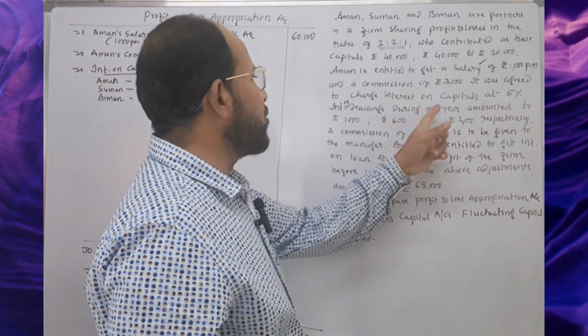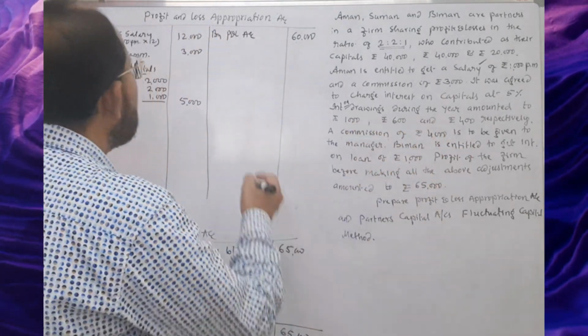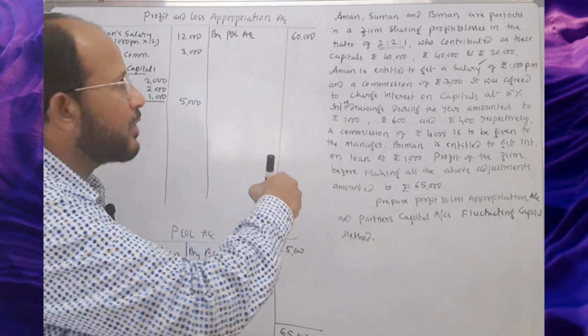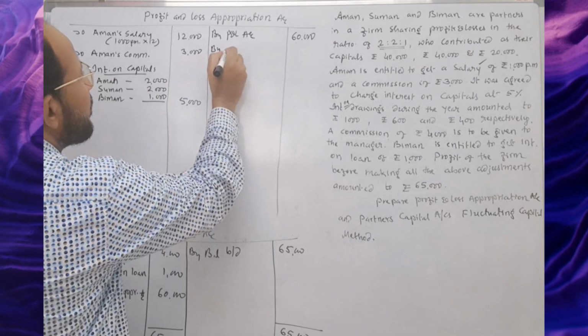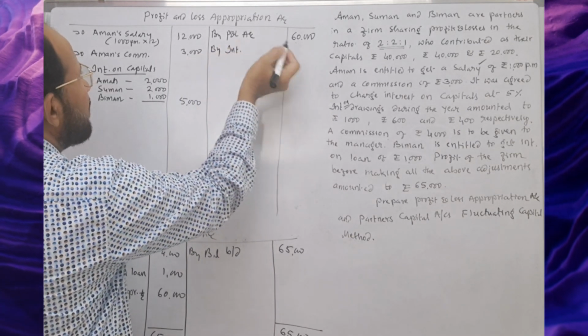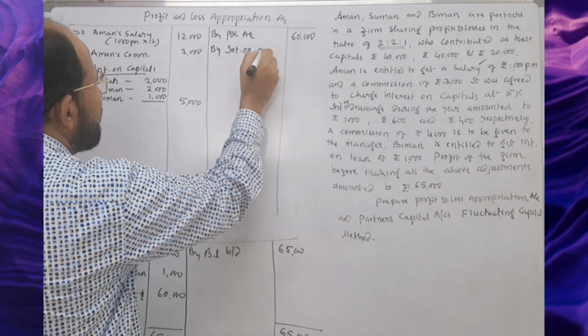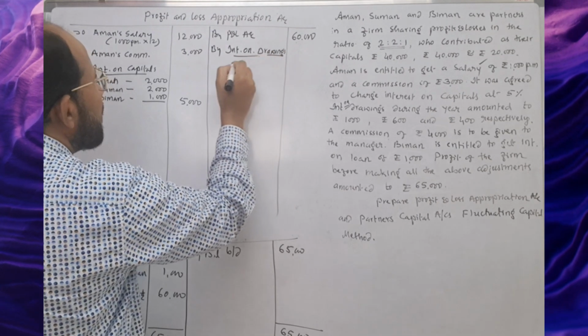Here interest on drawings during the year amounted to rupees 1,600 and 400. Interest on drawings means this is the amount given by the partners to the partnership firm. Therefore, the partnership firm's income is recorded on the credit side of the profit and loss appropriation account.